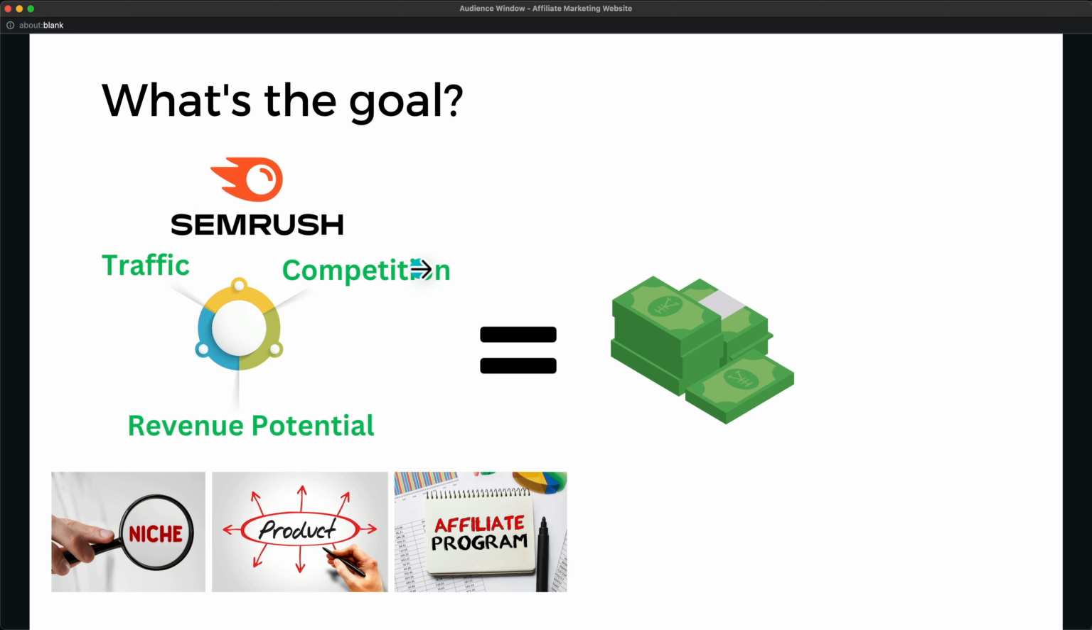So on a more practical level, how do we actually find out how much traffic there is, how much competition there is, and what the revenue potential is for a specific keyword? For the traffic and the competition, we can use a tool called SEMrush. This is going to tell us exactly what the traffic volume is for the keyword, what the competition is, and we get a lot more data inside of this tool.